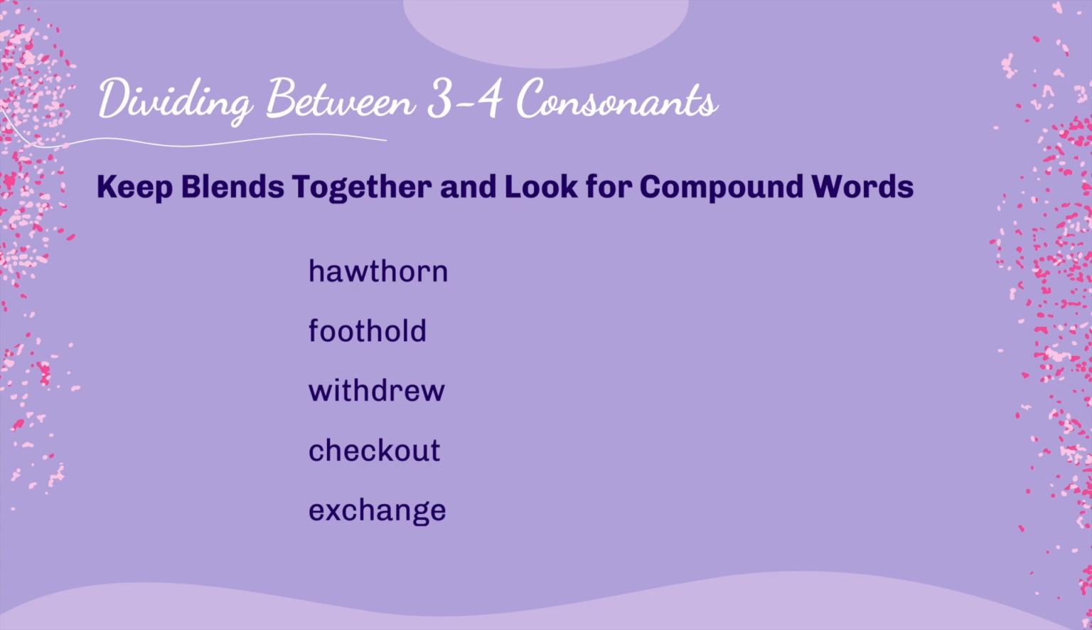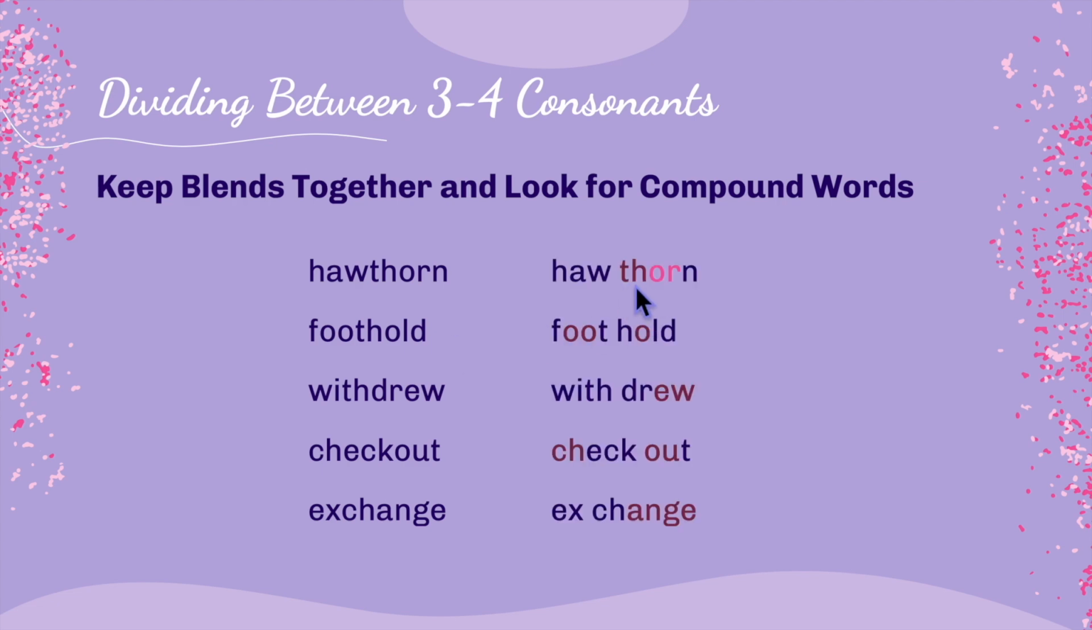Look for the compound words, which is a word made of 2 other words. And if you don't see any, look at the groups of 3 and 4 consonants and see which ones need to stay together. Okay, T and H will stay together because they make one sound. T and H in this word use the first sound of f, and OR says or. And we remember AW says ah, so this is hawthorn.